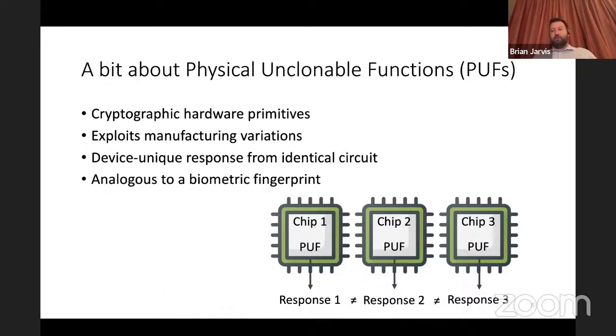So first I'll start with a little bit of background about physical unclonable functions. So these are cryptographic hardware primitives. And the idea is, as you could see in this illustration, if you have three, or it could be any number of chips, that you put an identical circuit on each one of those chips. And then due to the unavoidable manufacturing variations that occur at the circuit level, they produce different responses. So you'll get three unique responses for three unique chips.